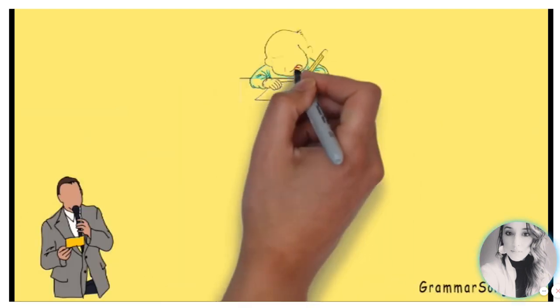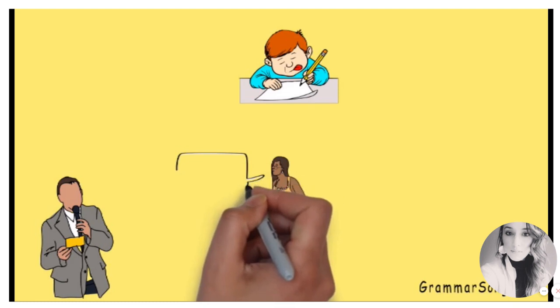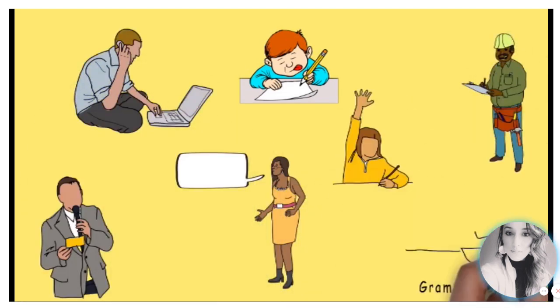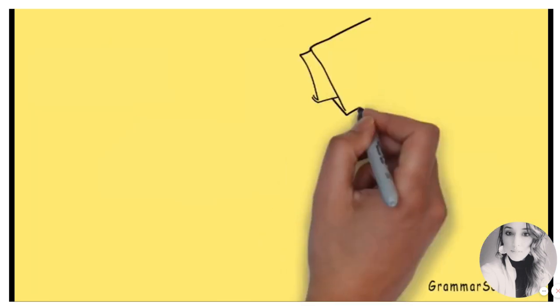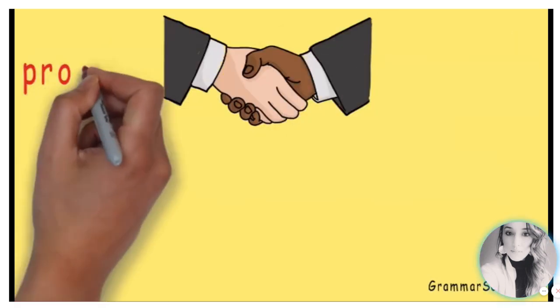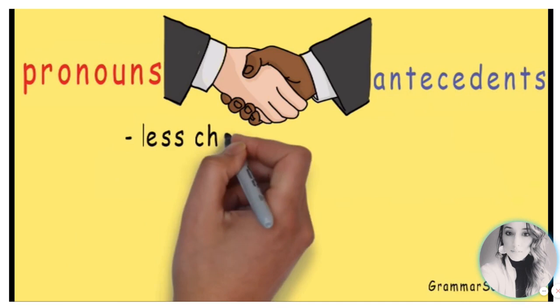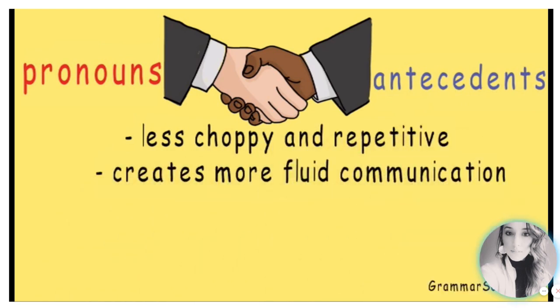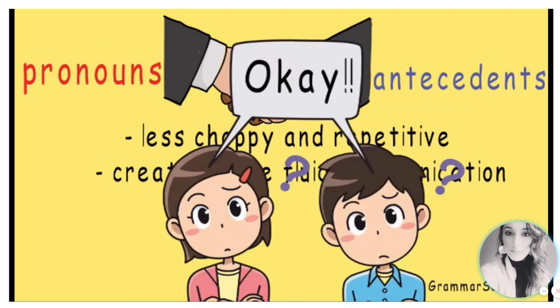When we speak and when we write, it's important to communicate clearly so whoever is listening to us or reading our thoughts can understand the message we are trying to convey. Understanding the relationship between pronouns and antecedents makes your speech and writing less choppy and repetitive, so it creates more fluid communication. So let's get started.